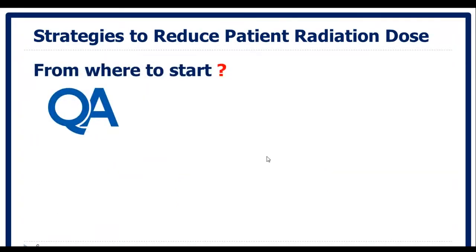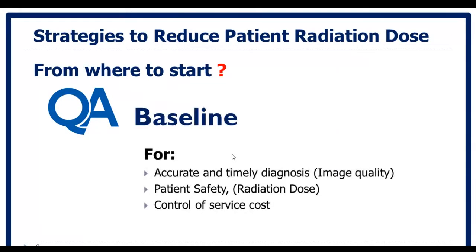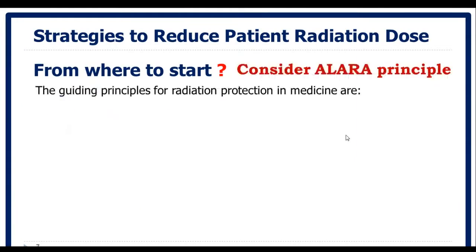To start, we need to think about a quality assurance program as a baseline. As you know, the main objective of any given quality assurance program for radiology is to provide accurate and timely diagnosis with accurate patient safety, including radiation dose, and controlling of the service cost.